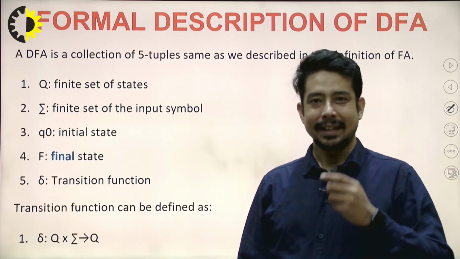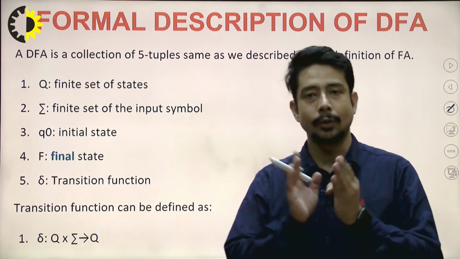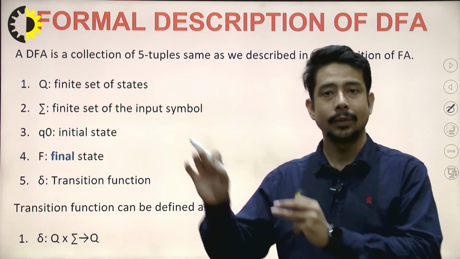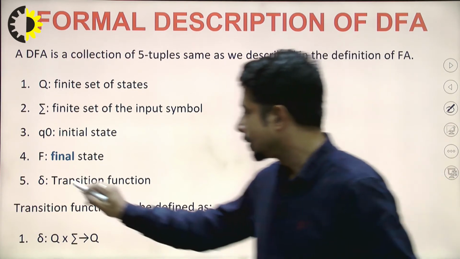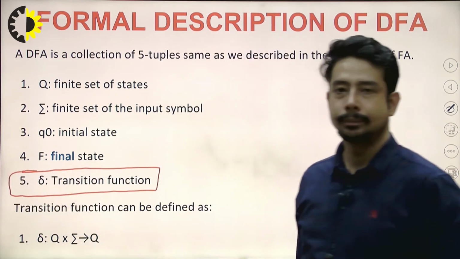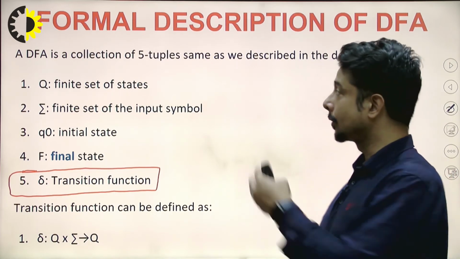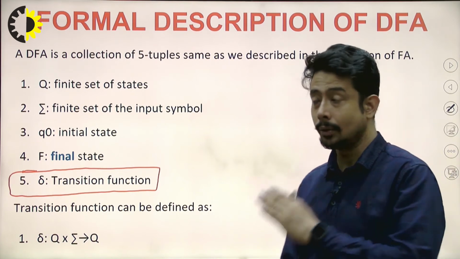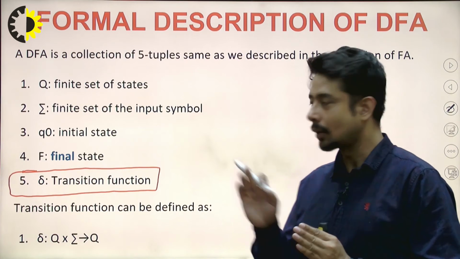Now the next slide says the formal description of DFA. The formal description of finite automata is exactly the same for DFA, NFA, and epsilon NFA. The only difference lies in the transition function. The rest is everything the same. Now I will let you know the actual meaning of the transition function of DFA. In the previous slide, I mentioned that we would halt for the transition function. Now we can check it.